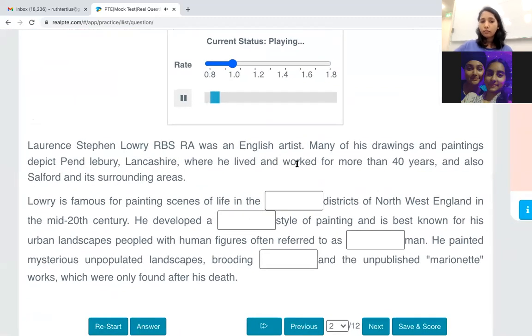Lawrence Stephen Lowry. Lawrence Stephen Lowry, RBS, RA, was an English artist.